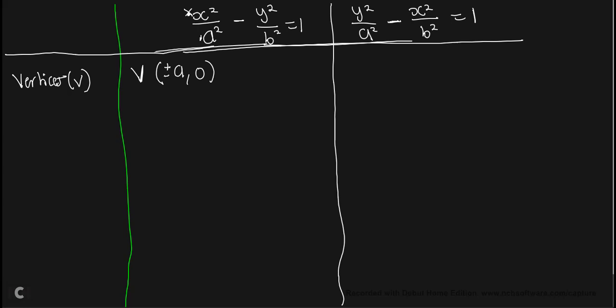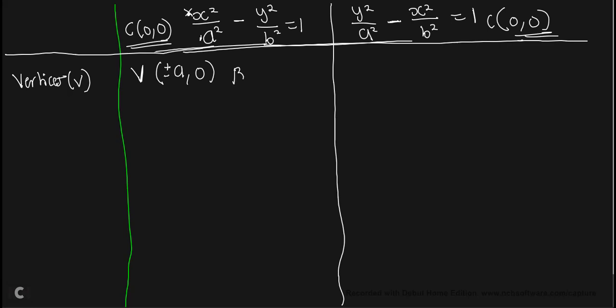This happens when the center is 0 comma 0, and when the center is 0 comma 0, just know that the standard equation of your hyperbola will be x squared over a squared minus y squared over b squared equal to 1. So this means that the center is 0 comma 0. How about the center on this side? It's also 0 comma 0. So those are the main things that you need to take note of.